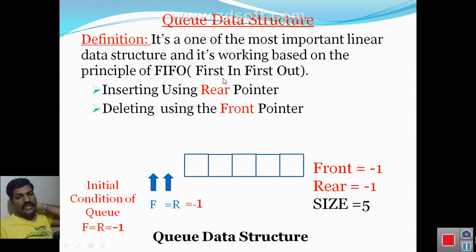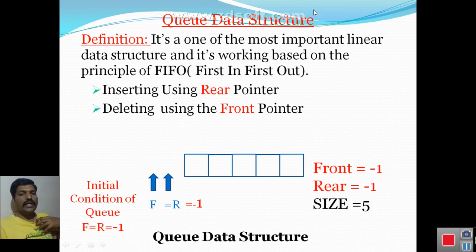We can see a real-time example to understand more about the queue. If you are going to a cinema theater, you need to buy a ticket from the ticket counter. So you enter the ticket counter. If you entered first, you get the ticket first. If the second person entered, then they get the ticket second.